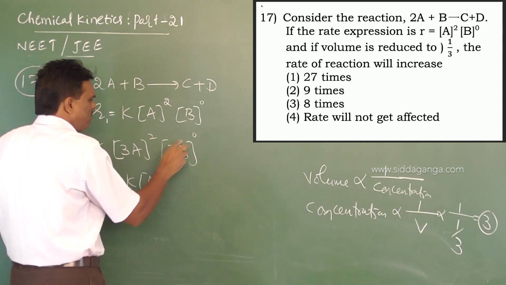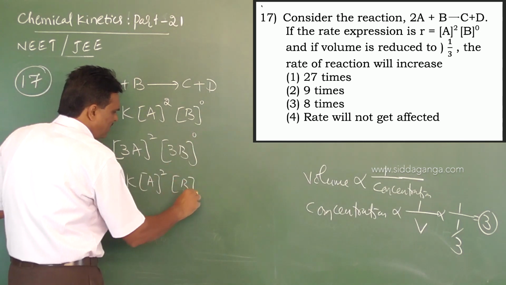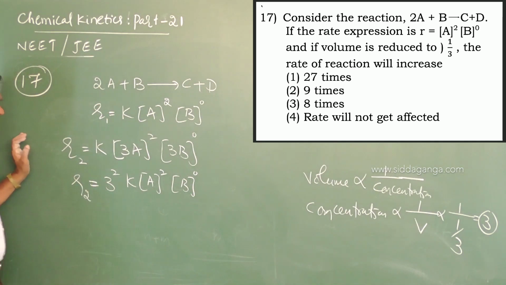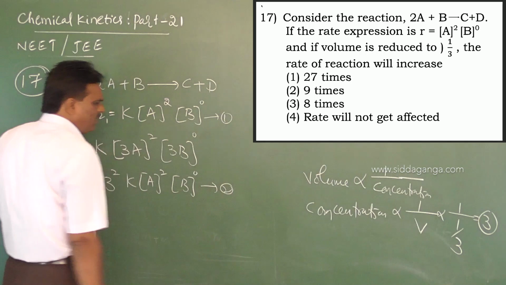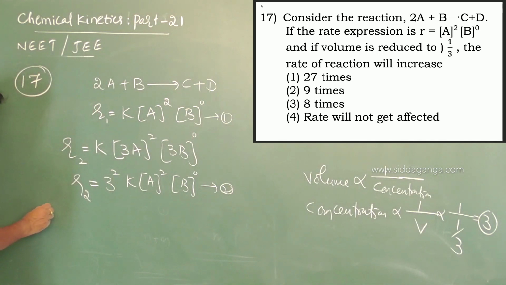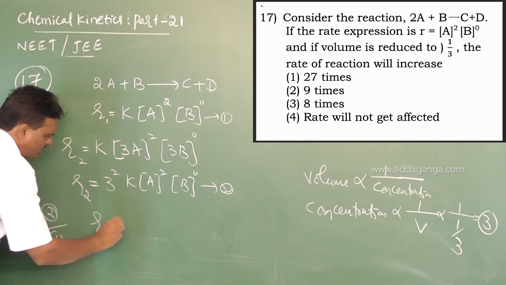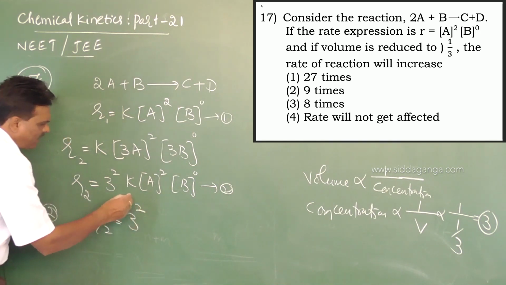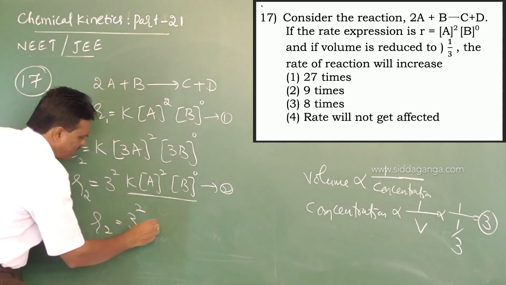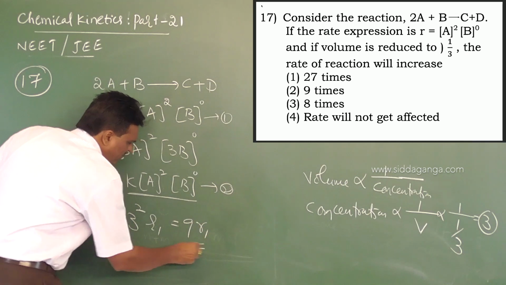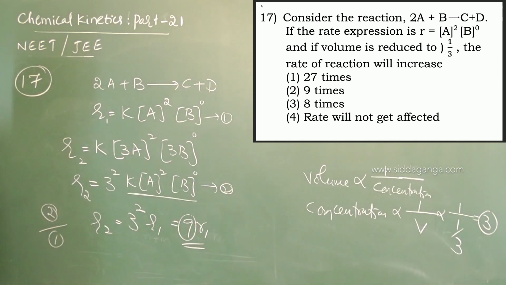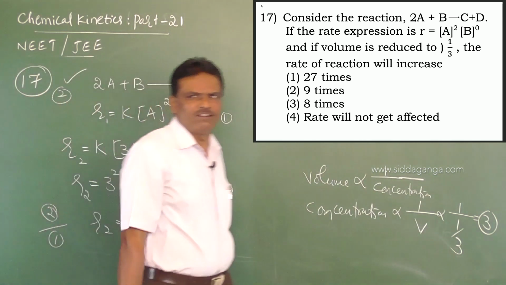So here 3 power 0 means 1. So therefore molar concentration of B power 0. So this is equation 1. This is equation 2. So equation 2 divided by equation 1. So therefore R2 is equal to 3 square into R1. It is equal to 9R1. So the rate increases 9 times. So option 2 is the right option for question number 17.